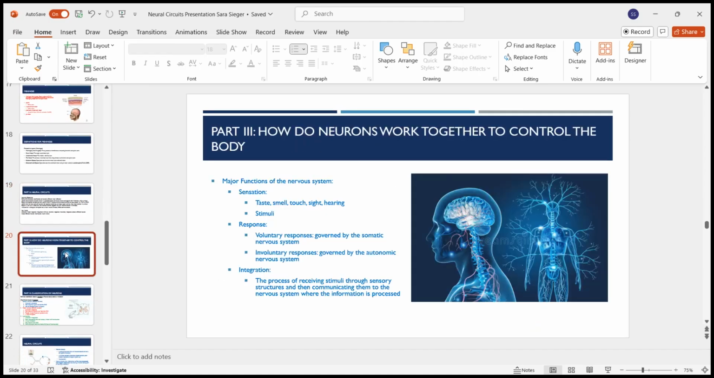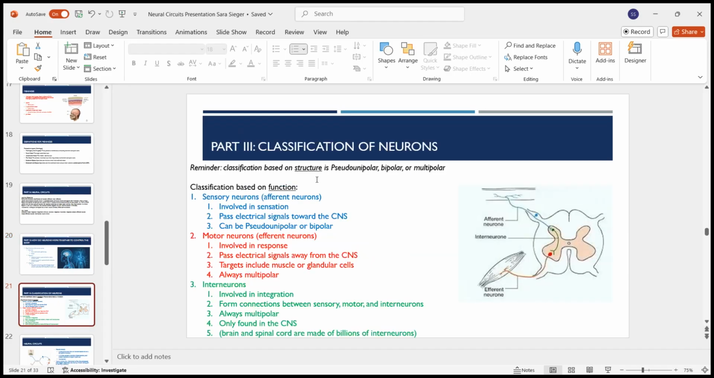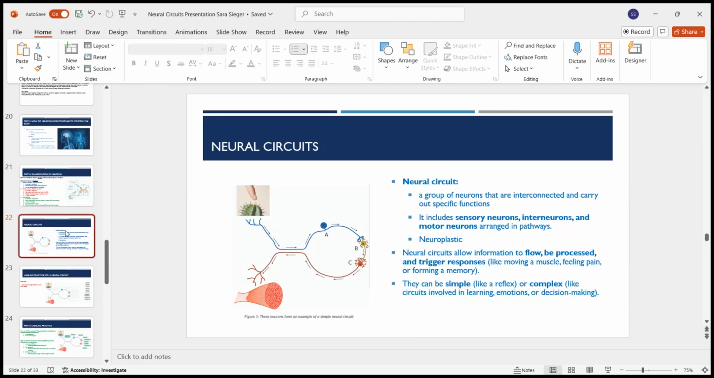On the next part, we've got neural circuits. So neural circuits are organized networks of neurons that work together to process information and generate coordinated responses in the body. These circuits typically involve sensory neurons for sensation, motor neurons for voluntary and involuntary responses, and interneurons, which allow for integration of processing and receiving stimuli. And there's some more information on that here along with the structure. Go ahead and pause and screenshot that.